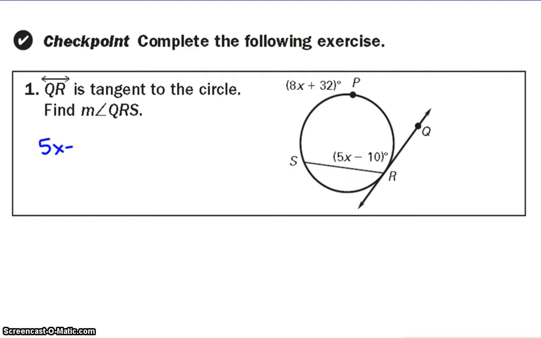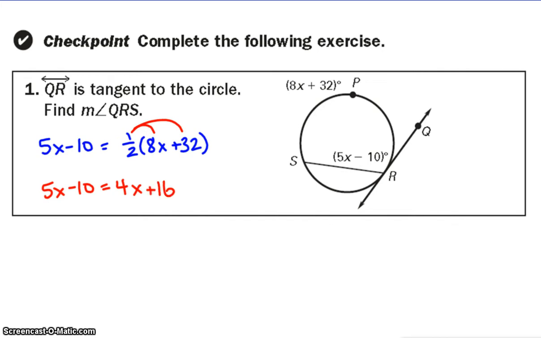Alright, I know that 5x minus 10 is going to be 1/2 of its intercepted arc, 8x plus 32. To show you the other way, how you can distribute in, I'm going to distribute the 1/2 to both sides. So 5x minus 10 equals 1/2 times 8x, which is 4x, plus 1/2 times 32, which is 16. I'm going to subtract 4x from both sides. So I get x minus 10 equals 16. I want to add 10 to both sides.